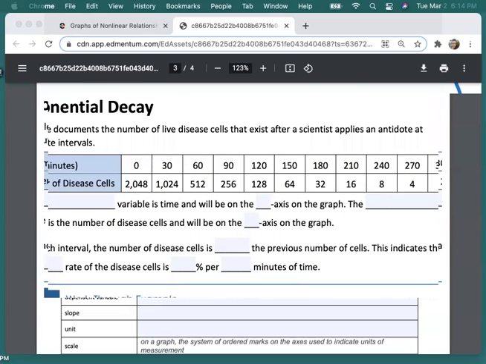Okay, so exponential decay. Here is another way that you can use exponential data. And here we have time in minutes and the number of disease cells. Time is the independent variable. It's not going to be affected. And the disease cells is the dependent variable. So that is what is changing with the amount of time. So the independent variable is time and will be on the x-axis. The dependent variable is the disease cells and will be on the y-axis.